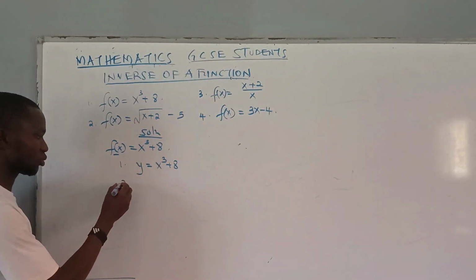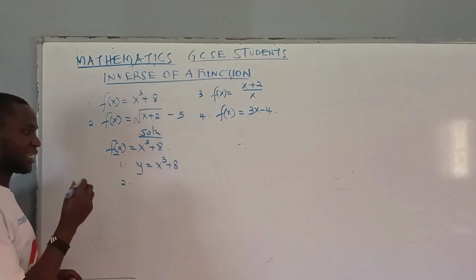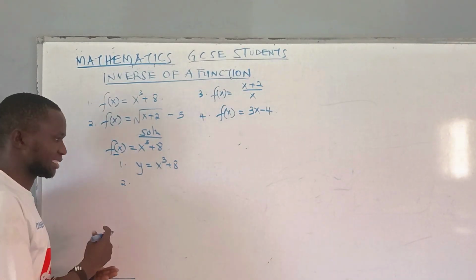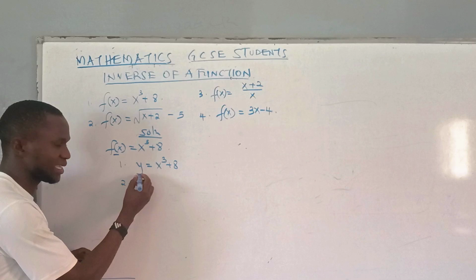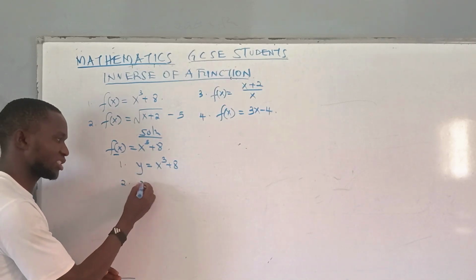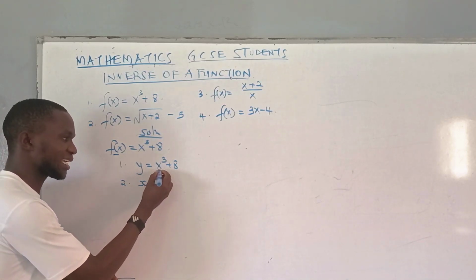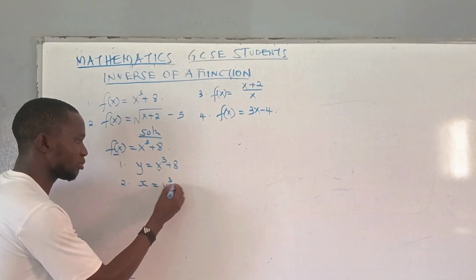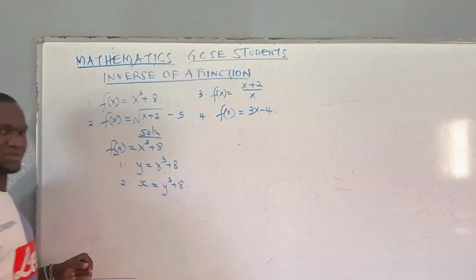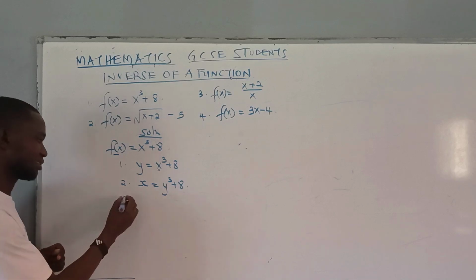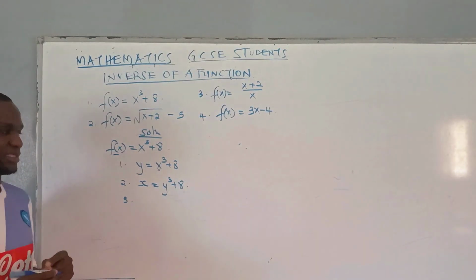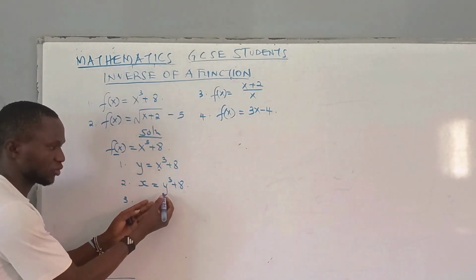Step number 2, write any x in form of y and any y in form of x. What do I mean? Where there is y, substitute with x. So here it will be x. And where there is x, substitute with y. So here I'm going to have y cubed plus 8. The third step is now you make y the subject of the formula.